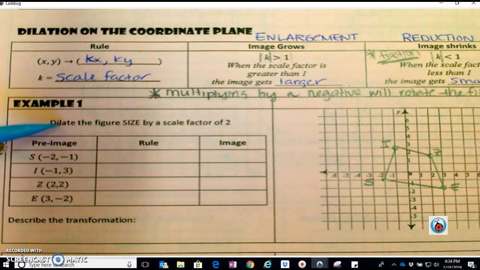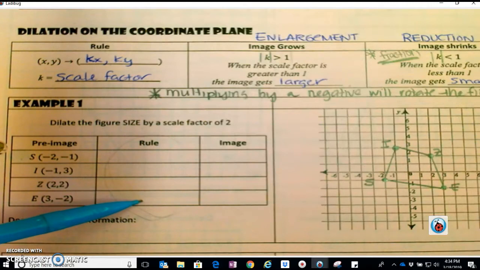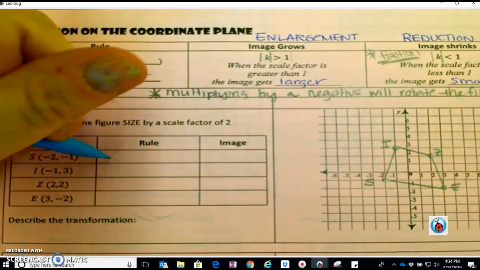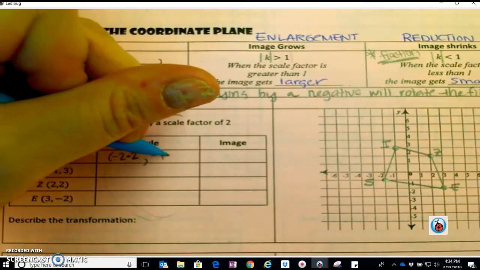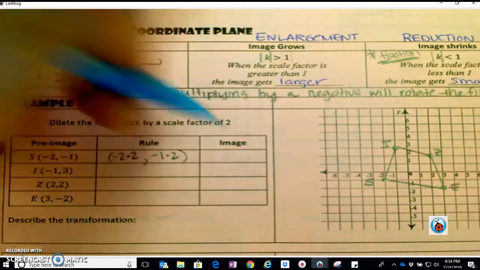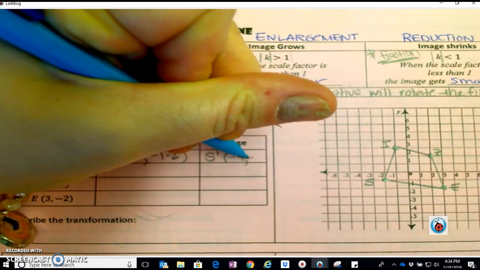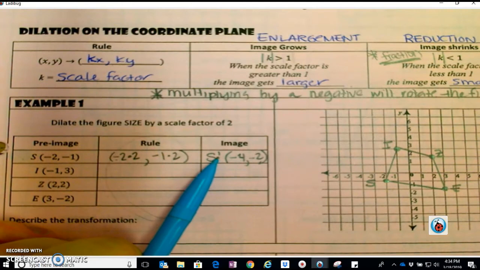That's my pre-image. So it says dilate the figure by a scale factor of 2. Now, again, this right here is not necessary. In fact, I'm actually not ever going to really give you this space. It's just if you want to show your work, I'm trying to give you a space to show it. So what I'm going to do is -2 times 2 and -1 times 2 to get my new coordinate. And that's going to be S prime. So I'm going to get -4, -2. Okay, so making sure that I label my new point correctly with the prime symbol.